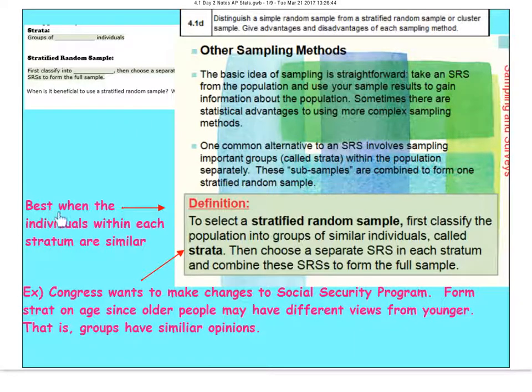This method is good to use when the individuals within each stratum are very similar. So if you can kind of section off your data, this may be an option. Here's another example. Let's assume that Congress wants to make changes to the Social Security program, and basically older retired people benefit from this. Because of that, you might want to stratify on age. The older individuals may have different views from younger people, so put them in similar groups and then do SRSs on each of those.